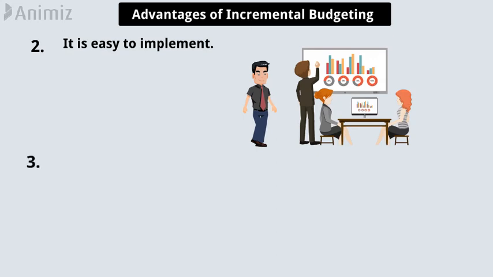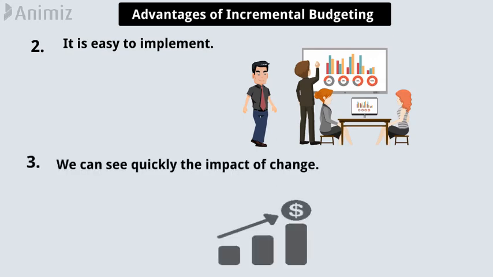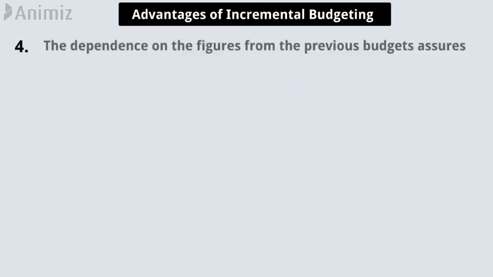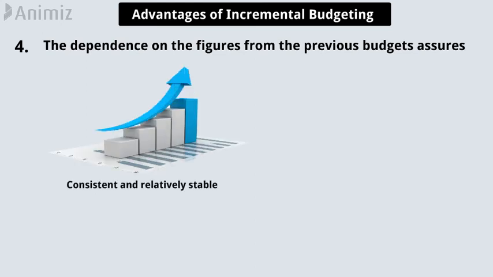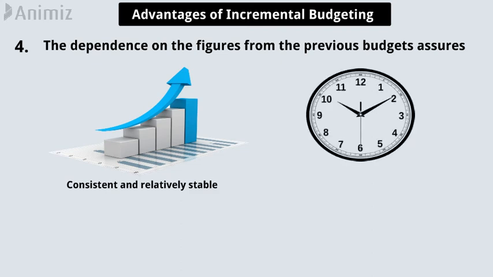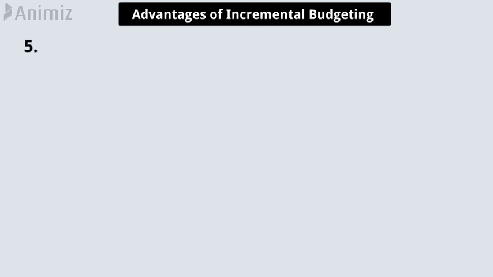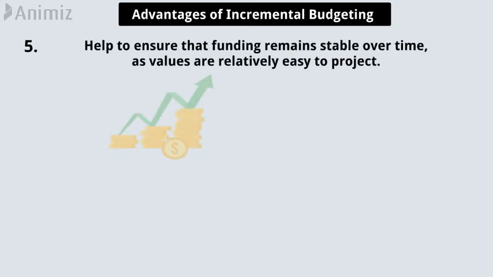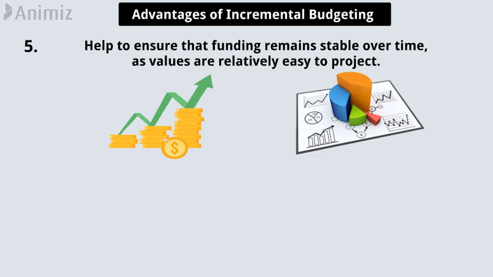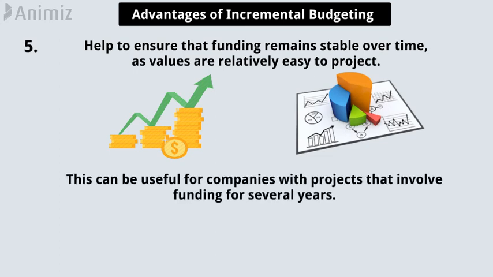3. Using this budgeting system, we can see quickly the impact of change. 4. The dependence on the figures from the previous budgets assures the budgets remain fairly consistent and relatively stable over upcoming periods. 5. Incremental budgeting can help to ensure that funding remains stable over time, as values are relatively easy to project. This can be useful for companies with projects that involve funding for several years.